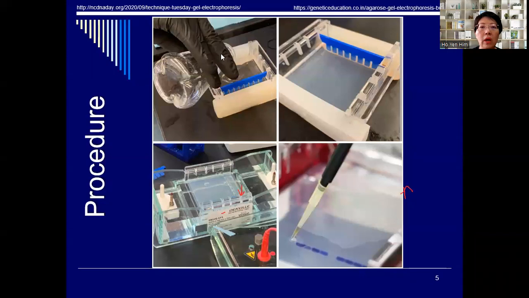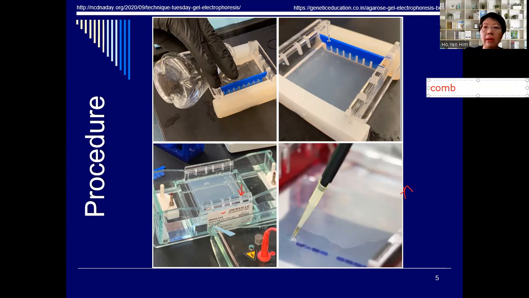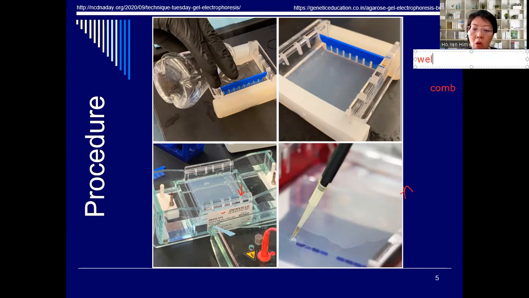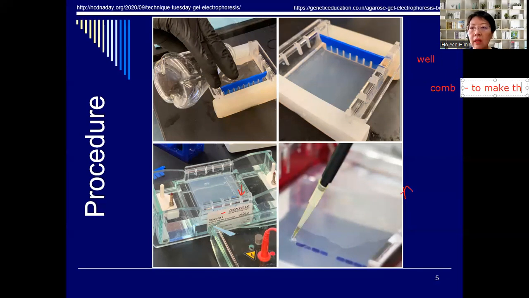So this is a mold for us to make the gel. And then this blue structure is called the comb, C-O-M-B, because it looks like our comb. The comb is placed in the mold to create, can you see, these little tiny grooves inwards towards the gel? All these tiny little grooves are called the wells. So the comb is used to make the wells.